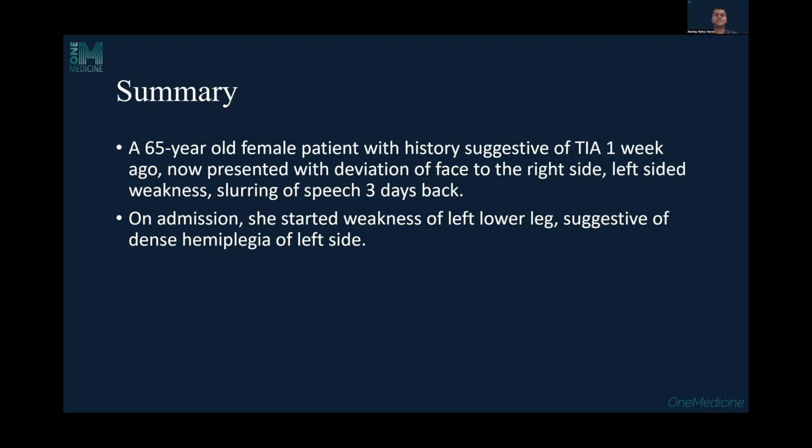Summary: a 65-year-old female patient with history suggestive of a transient ischemic attack 1 week ago, now presented with deviation of the face to the right side, left-sided weakness, and slurring of speech since 3 days. On admission, she had weakness of the lower leg, which suggests dense hemiplegia of the left side. Would you like me to proceed to the examination part?